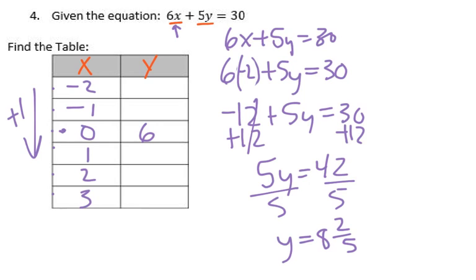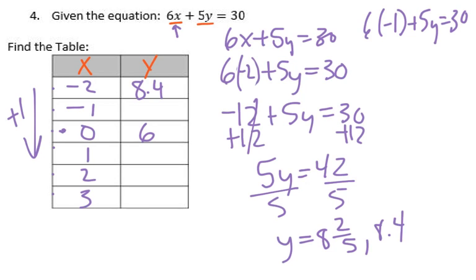It doesn't matter if it's decimal or not, but it would be 8.4, almost 8.5. Okay, that we can probably deal with easier. Then we do it for -1, so I plug in a -1 here.